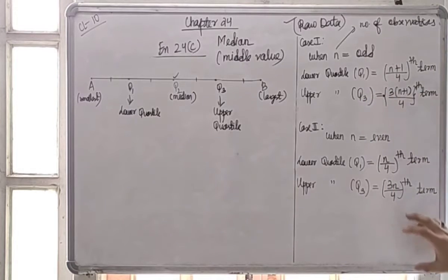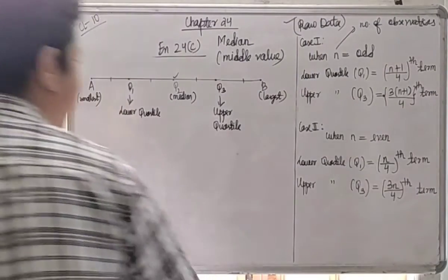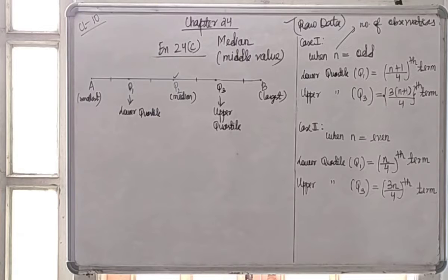Similarly, when n is even, we have to use this formula for lower quartile and upper quartile. So please note down the formulas properly, boys. And now we move to our exercise that we were doing, exercise 24C. So please pause the video and note down the formulas.